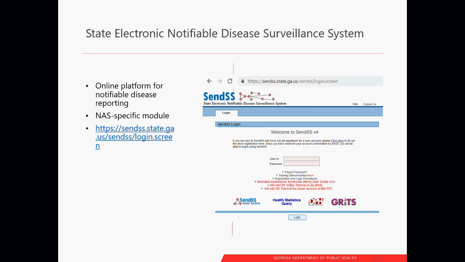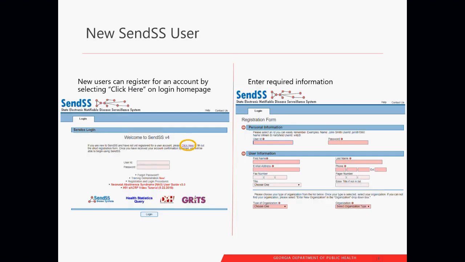So this is the SENS homepage. As I mentioned earlier, SENS stands for the State Electronic Notifiable Disease Surveillance System. It's an online platform for notifiable disease reporting. There is an NAS-specific module that our reporters use, but that's not the only thing that can be reported in here. You can report STIs, rabies, hepatitis, tuberculosis, all types of things.